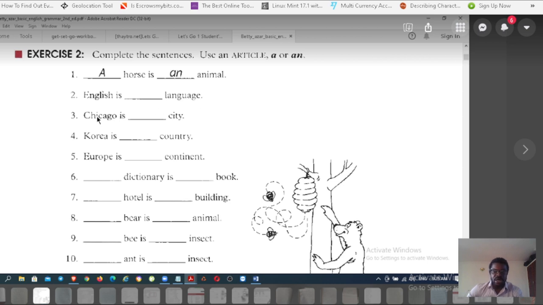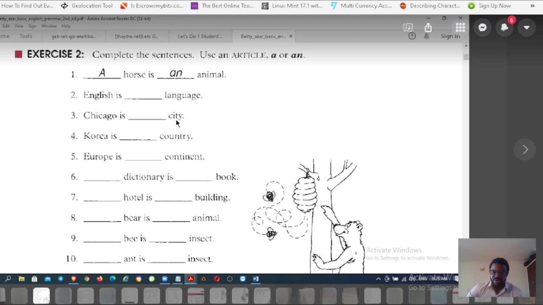Okay? Chicago is a city. City is like Siem Reap, like Phnom Penh, like Bangkok. So we're using a because Chicago is one city. We'll say Chicago is a city. Korea is a country. You see, we use a country because C is what? A consonant.